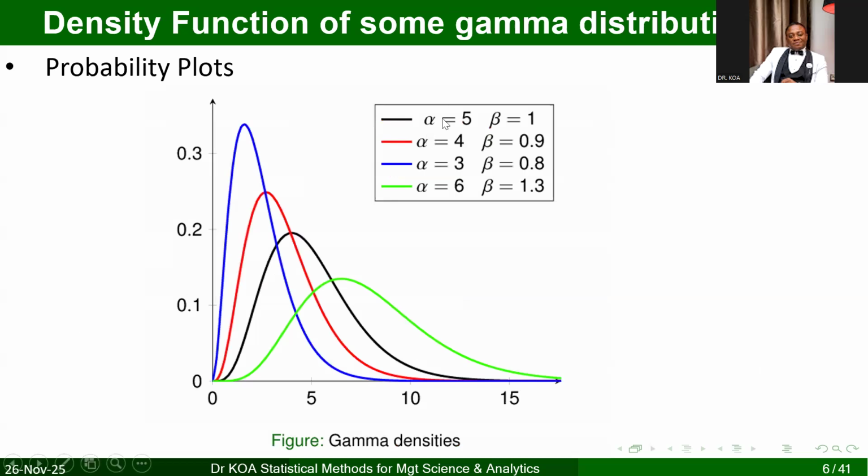So let's say that you have an alpha value that is 5 and a beta value that is 1. The alpha value reduces to 4, beta reduces to 9. Alpha reduces to 3, beta reduces to 8. Alpha increases to 6, beta increases to 1.3. What do you see the trend, the pattern of the gamma distribution here? With this different probability plot, what do you see happening? What do you see as alpha and beta rise? What happens to the distribution?